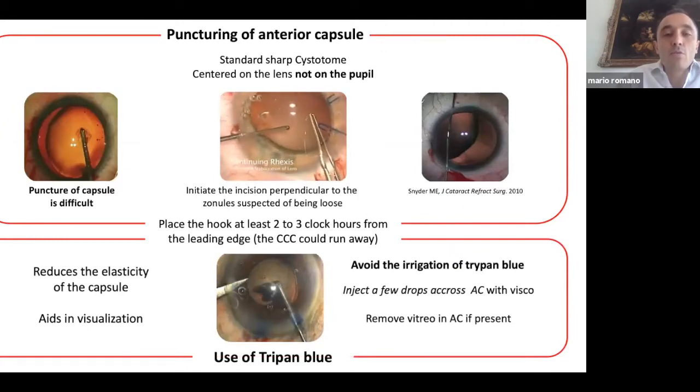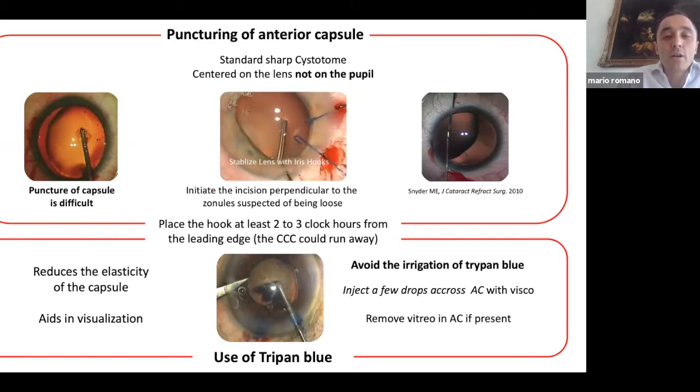It's better to puncture the anterior capsule instead of opening just with the forceps, because the sharp cystotome helps us induce less pressure on the lens. Then we can use the trypan blue. Of course, the aim is the visualization, but the trypan also reduces the elasticity of the capsule.